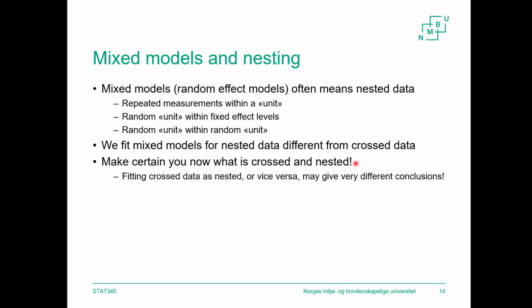And as we have seen, the notation and the way we display the data in the data table can be important here. Fitting crossed data as nested or vice versa may give very different conclusions. And I think it's the vice versa that is the typical error we make. That data are actually nested, but we think they are crossed and then make the error that way. So we fit nested data as if they were crossed.